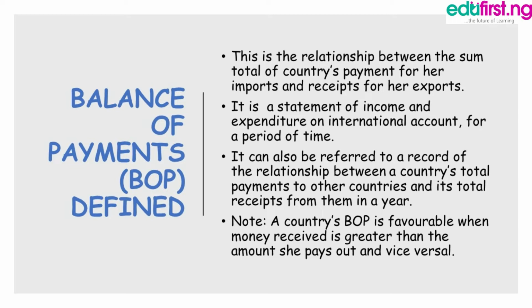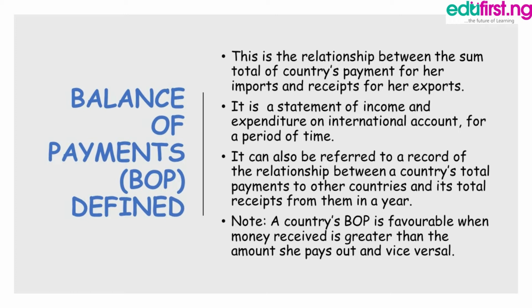Now, what is balance of payment? Balance of payment is the relationship between the sum total of a country's payment for its imports and receipts for its exports. As we continue to look at different phases of this definition, I want you to look at certain words that are very important. The country's payment for imports, receipts for our exports.